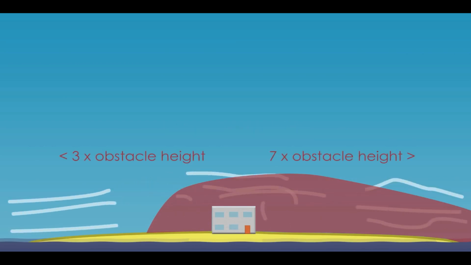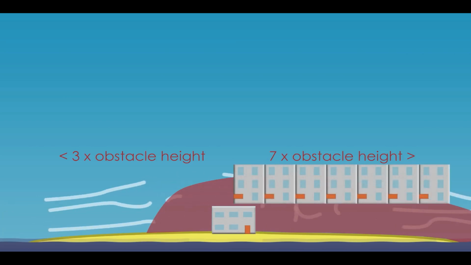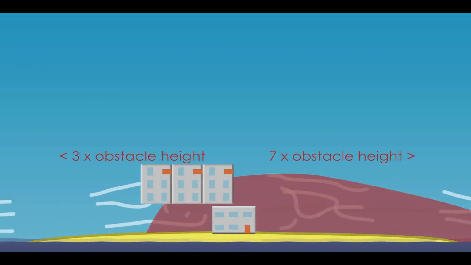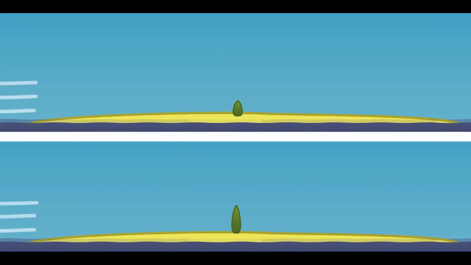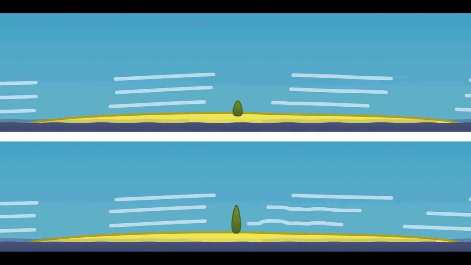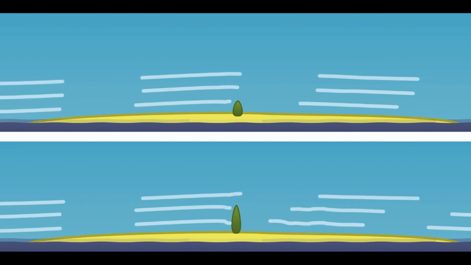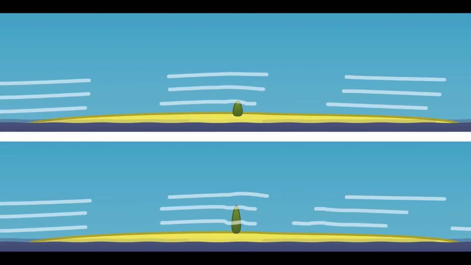One generic estimate is that the turbulent zone is 7 times the height of the obstacle on the downwind side and 3 times the height of the obstacle on the upwind side. Therefore, taller obstacles create larger turbulent zones. The reality is far more complicated and depends on a number of factors.